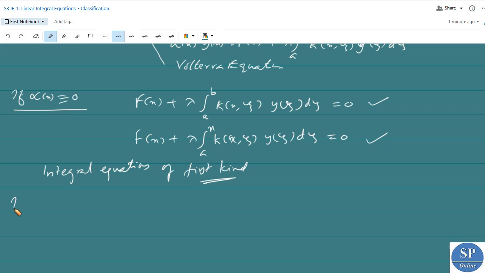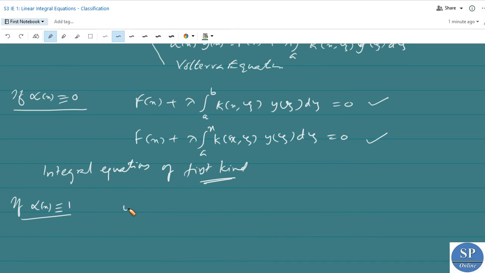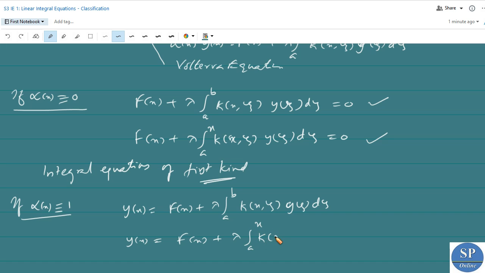Now, if alpha of x is identically equal to 1, then we have these equations given by y of x equal to f of x plus lambda into integral a to b k of x zeta y zeta d zeta, and the Volterra integral equation becomes y of x equal to f of x plus lambda into integral a to x k of x zeta y zeta d zeta.